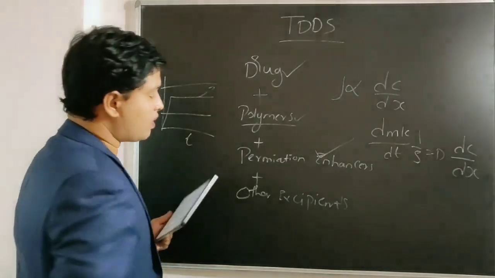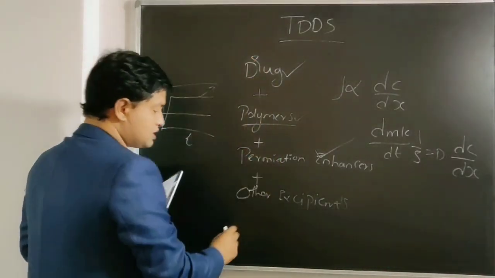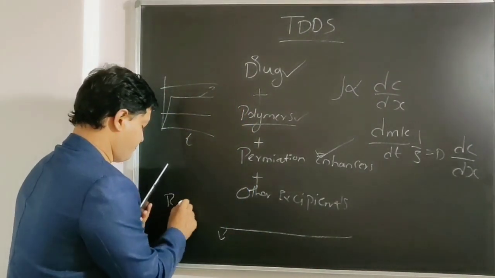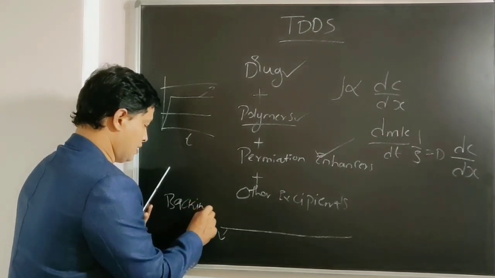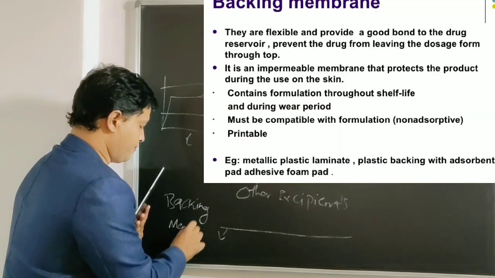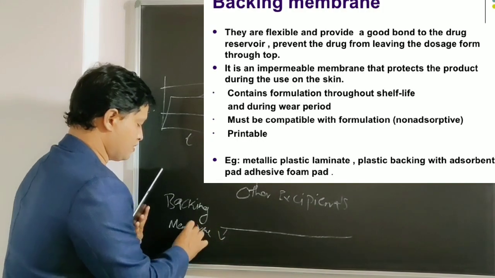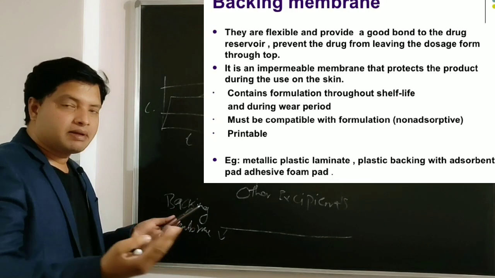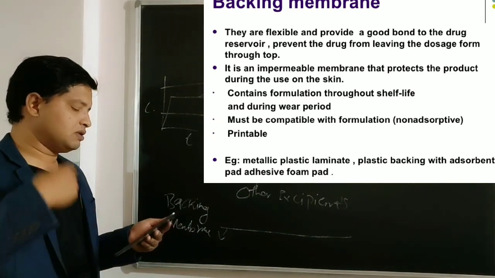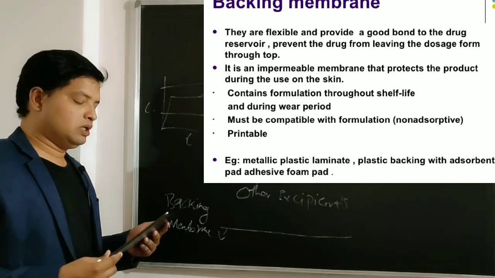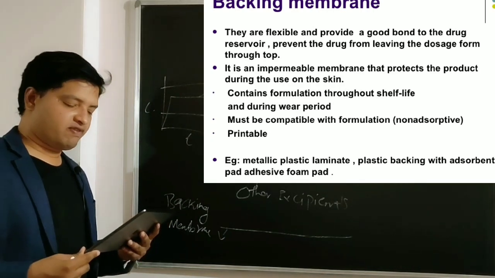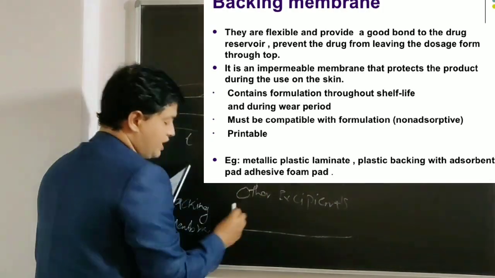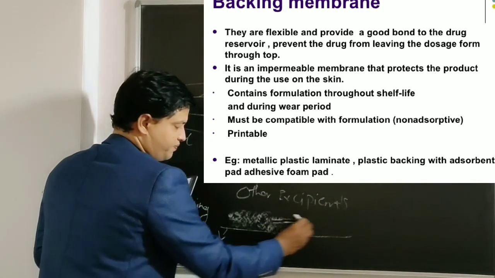Then finally what we are going to do, we take all this and put it on a membrane, we call it a backing membrane. So we pour this on a backing membrane. What that backing membrane is made up of, we'll try to see that. They are flexible and provide good bond to the drug reservoir, and prevent the drug from leaving the dosage form through the top. Okay, we pour everything on the backing membrane like this.